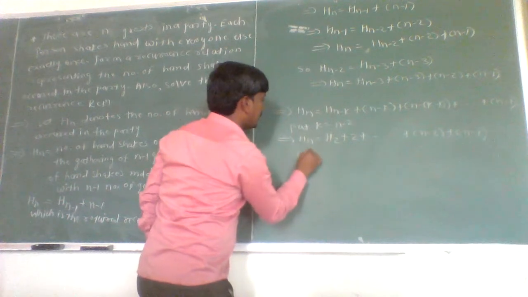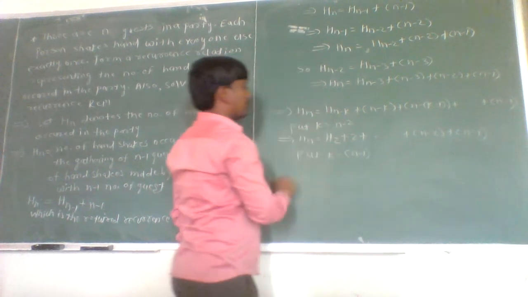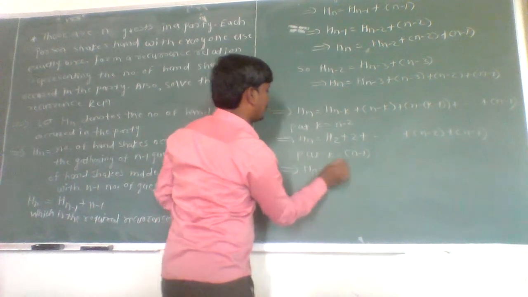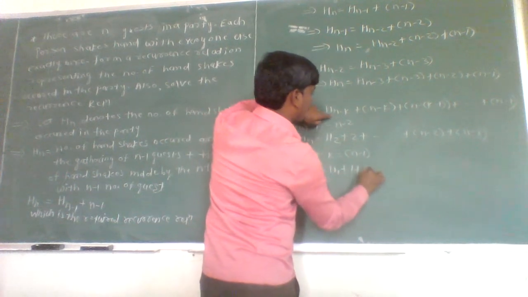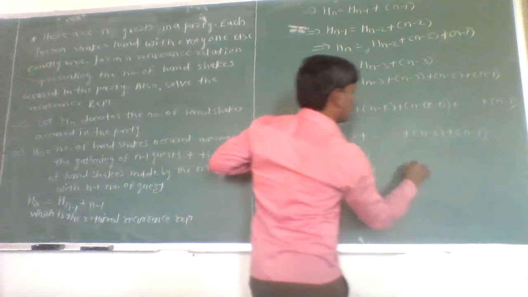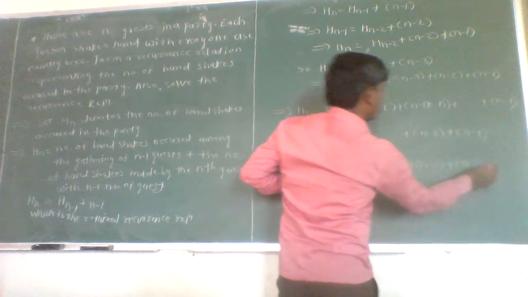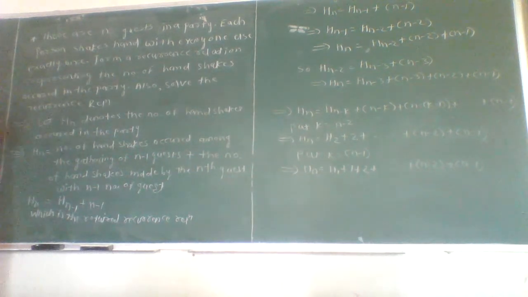Okay, now put k equal to n minus 1. If we put k equal to n minus 1, we get Hn is equal to H1 plus 1 plus 2 plus up to so on, plus n minus 2 plus n minus 1. But from this we know that Hn is equal to Hn minus 1 plus n minus 1.